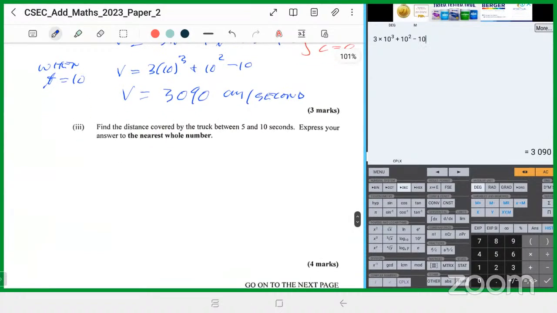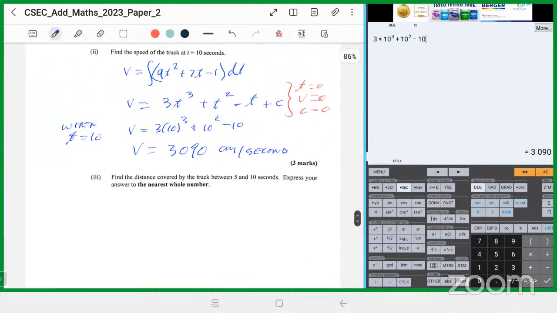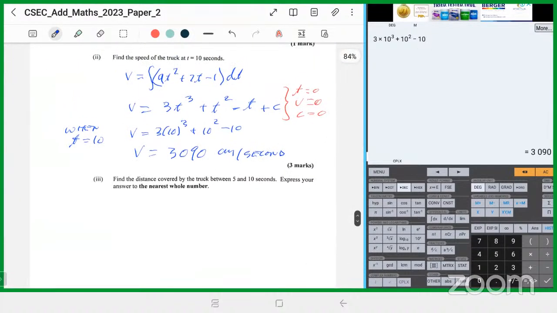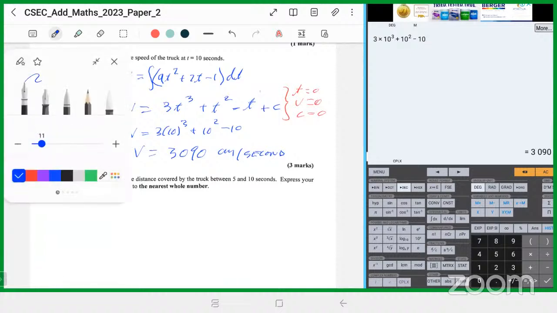It says find the distance covered by the truck between 5 and 10 seconds. Express your answer to the nearest whole number. All right, so what is going to help us is that this becomes the velocity formula. This thing right here.